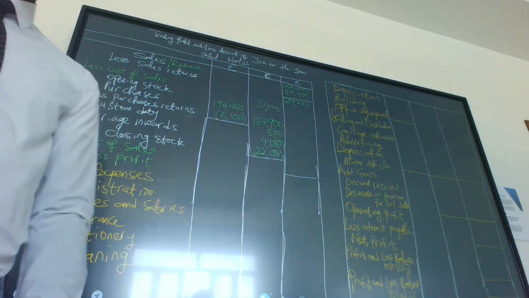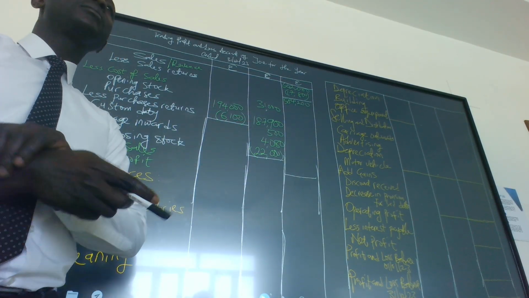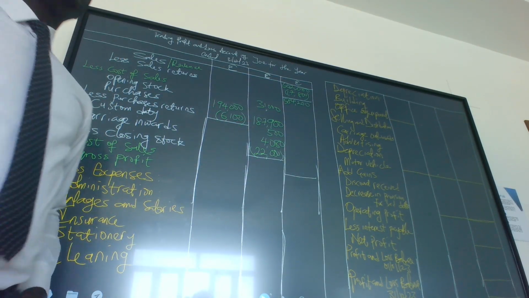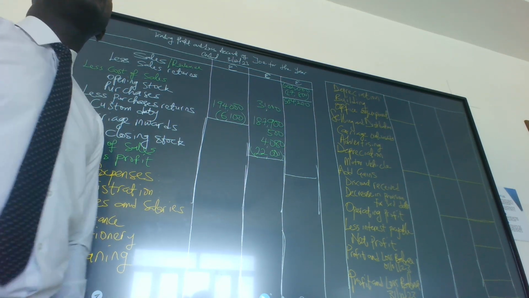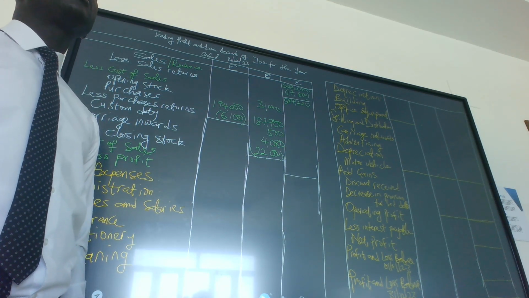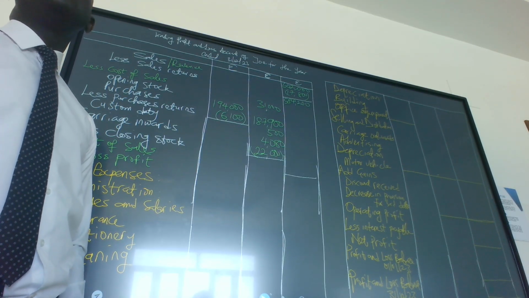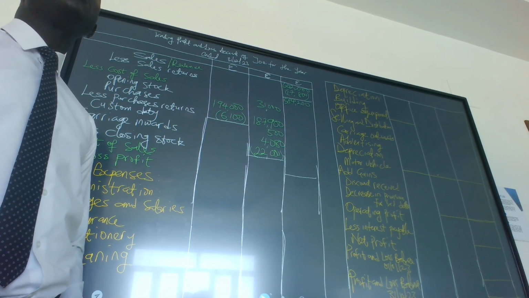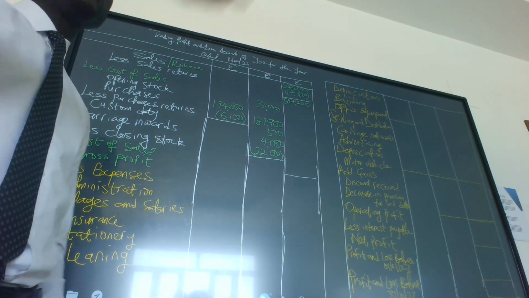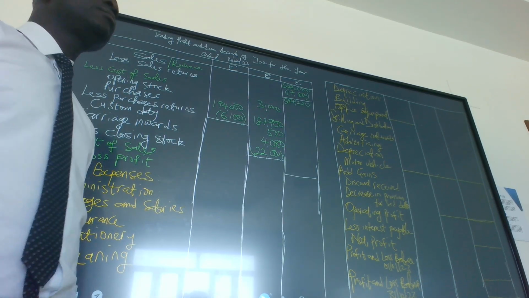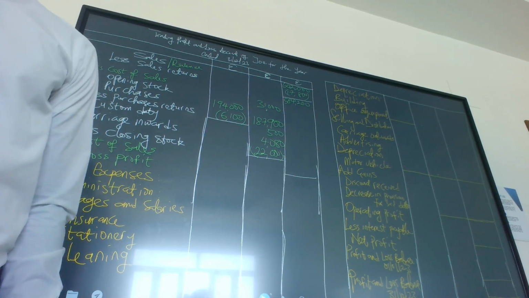We start from 31,000. I want the girls to give me answers now, not you. The girls, calculate for me. Where's the loan? Loan is balance sheet, not profit and loss. I want the girls to give me the answer now.